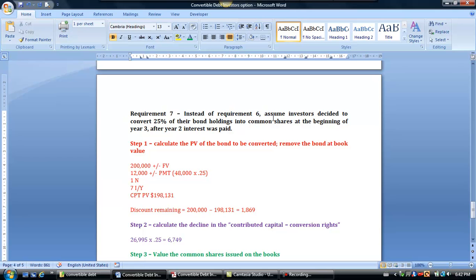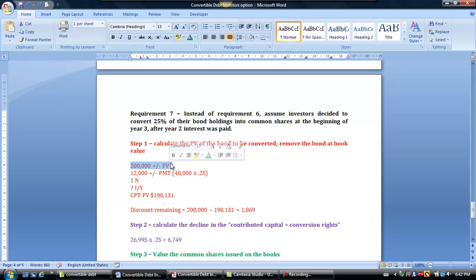So the first thing we'd want to do is take those bonds off the books. But don't forget, they're not matured, and we're not taking them all off the books, right? So we want to calculate the present value of the bonds that we're removing. So how much are we removing? Well, we're removing 1/4, 25% of the 800,000, which is 200,000.